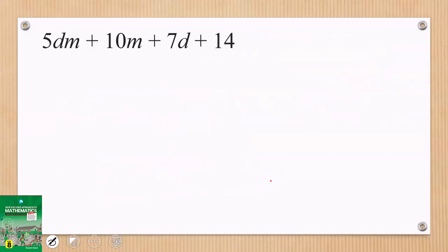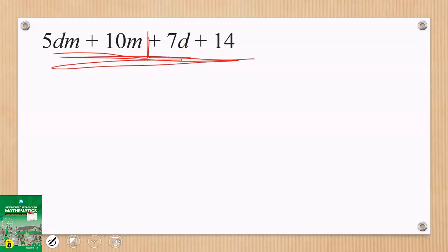Let's try another one. Here we have to factorize this. Again, we can do the first two and then the last two, if it will work. In some cases you do it and it won't work. You have to come back and reorganize it by changing the terms. Maybe you let the 10m go to this side and let the 7 come here. It depends on how you arrange it.